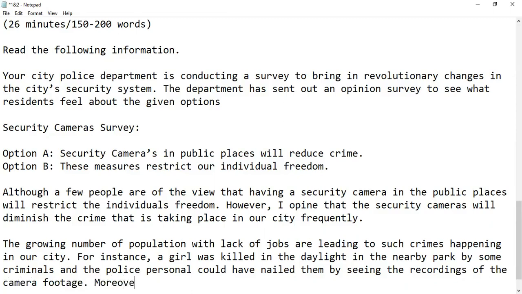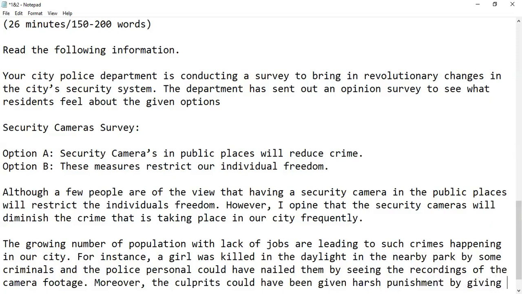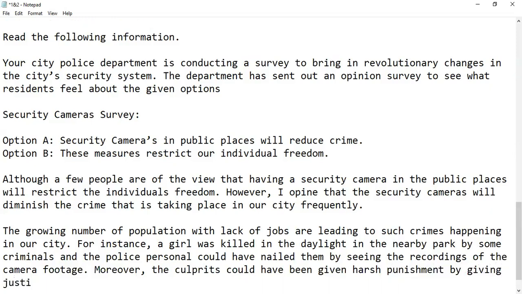Moreover, the culprits could have been given harsh punishment by giving justice to the victim's family.